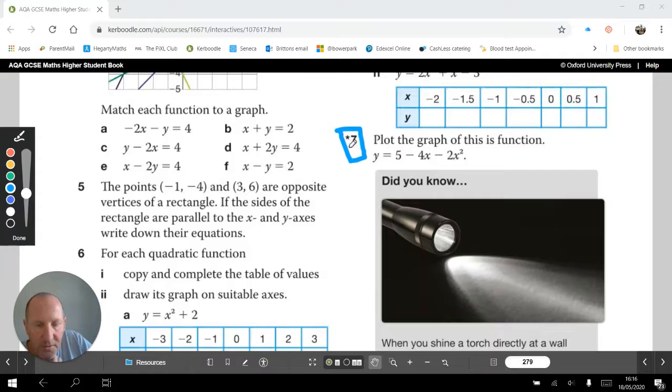Number 7, because it's got a star by it, is just an extension question for those of you that are interested. I'd love to do it myself.